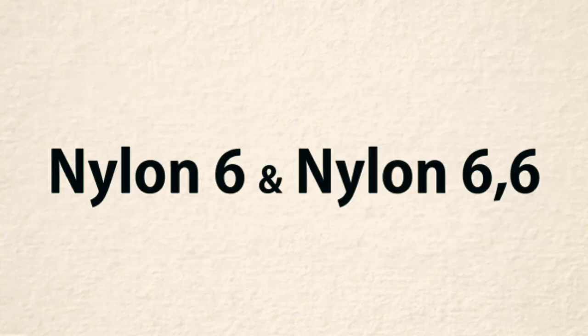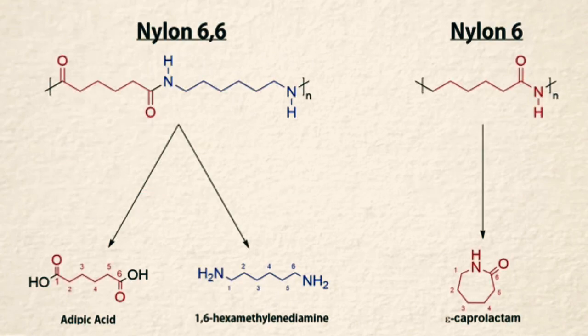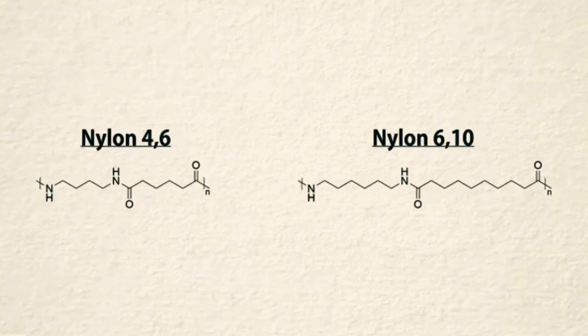There are many forms of nylon, but the most common ones are nylon 6 and nylon 6/6. Each type of nylon gets its name from the length of its building blocks. For example, nylon 6/6 is made from 2 ingredients where each one has 6 carbons. Nylon 6, on the other hand, is made from just one 6-carbon chemical. There are other forms of nylon, like nylon 4/6 or nylon 610, but they're not as common.